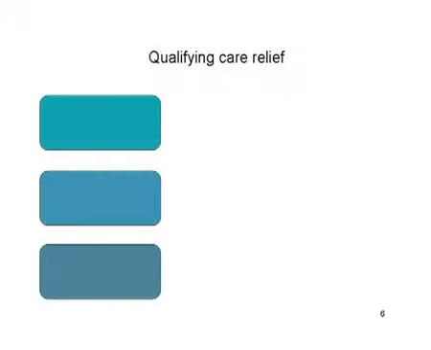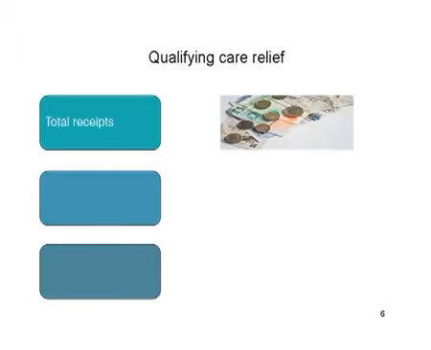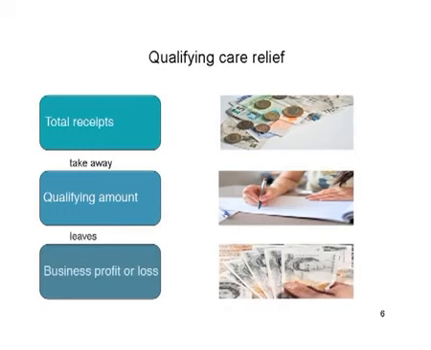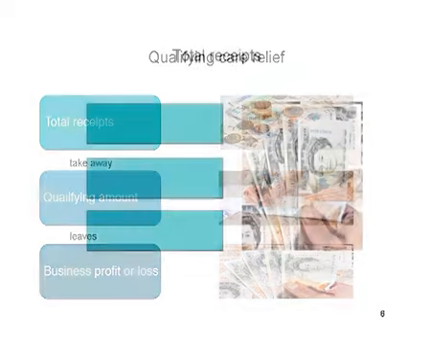When you use qualifying care relief, you'll refer to the payments you get from the Shared Lives organisation and your service users as your total receipts. This is your income from Shared Lives caring. You can then take away a qualifying amount instead of your expenses to find out your profit. This saves you having to work out all of your expenses item by item and keeping loads of shop receipts. I'll now explain each of these terms in a bit more detail.